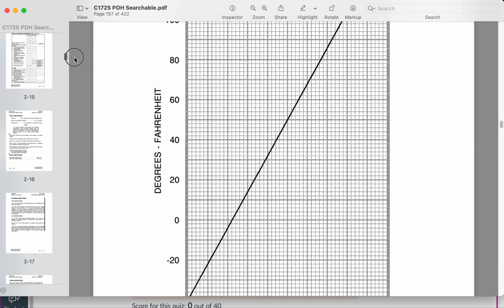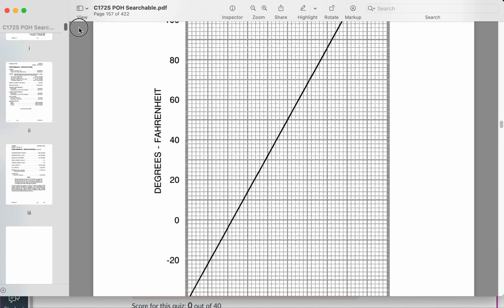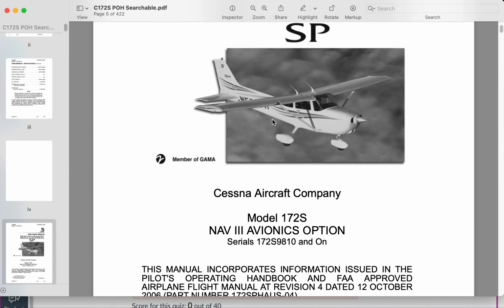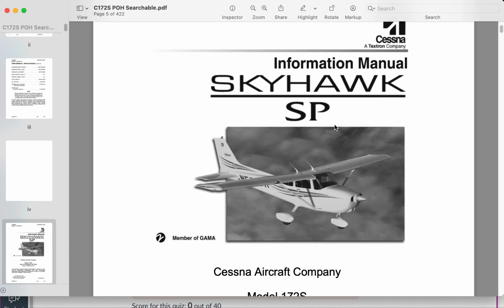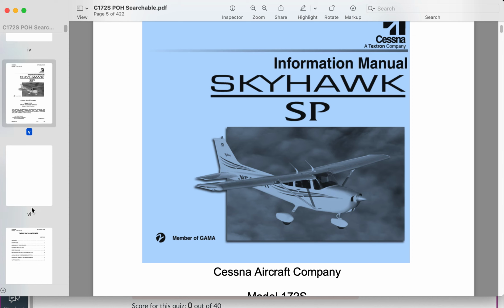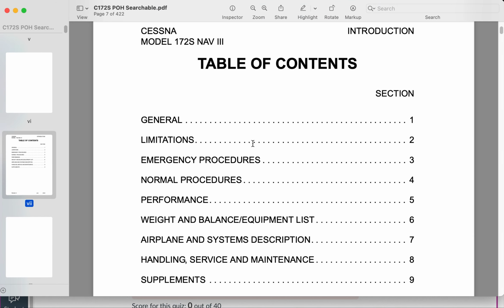Let's go all the way up to the beginning to prove which Cessna we're looking at. The Cessna 172S model Cessna Skyhawk. This is the pilot's information manual. If it was for one airplane, it would be the pilot's operating handbook for that airplane. But since it's generic to all Cessnas, they call it a pilot information manual. They're all laid out in a standard format.